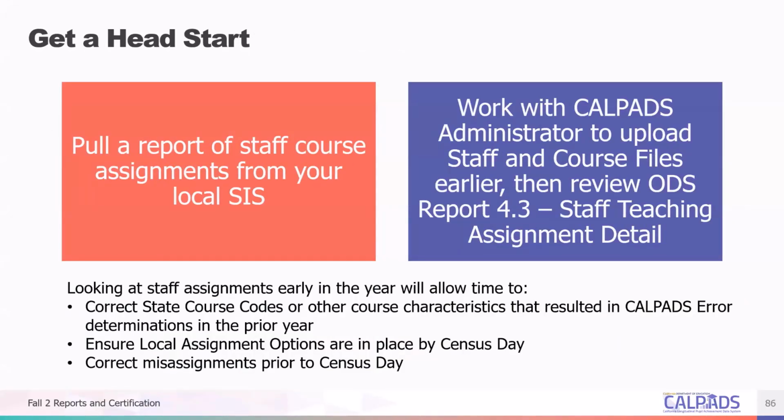So what's the best way to get a head start? You want to review report 4.3, staff teaching assignment in detail. You want to provide that to your credentialing analysts as well as your curriculum instruction staff. You also want to pull a report of staff course assignments from your local student information system.